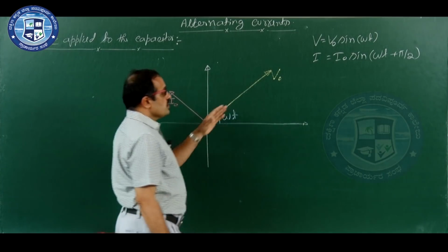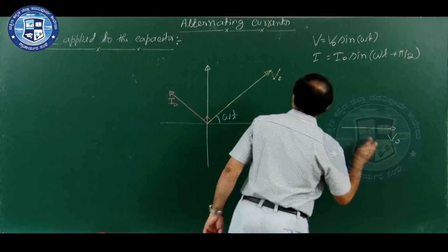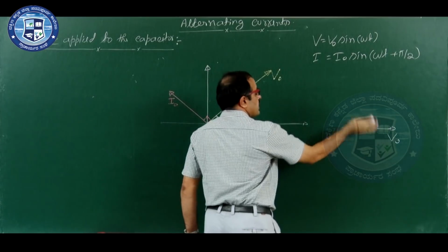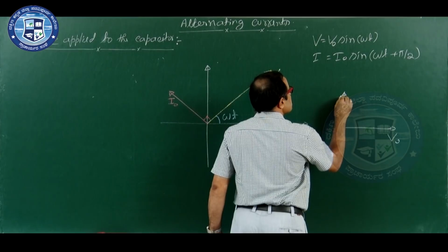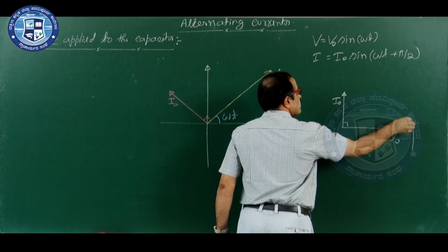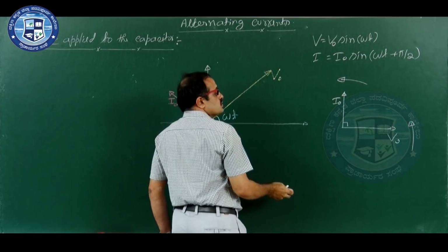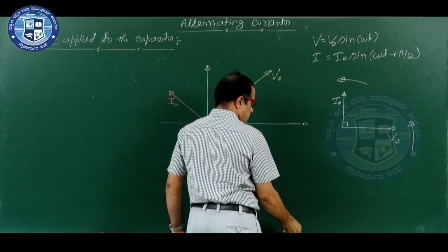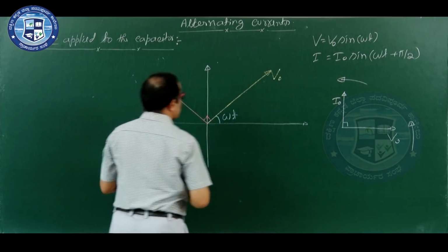Okay. Now, this can be plotted like this also, no problem. It is V naught, and I naught is 90 degrees ahead in the anti-clockwise direction. Therefore, it is I naught. This is a simple phasor drawing. Both of them are rotated in the anti-clockwise direction. So, the phase difference between voltage and current is 90 degrees. So, this is also a phasor drawing. This is one more phasor diagram.